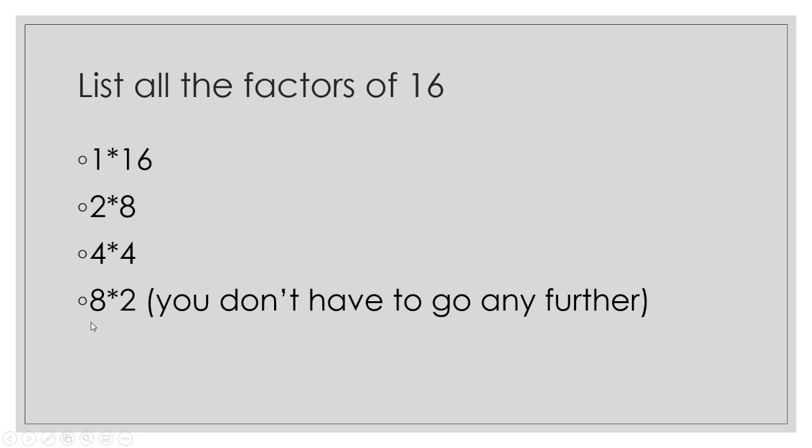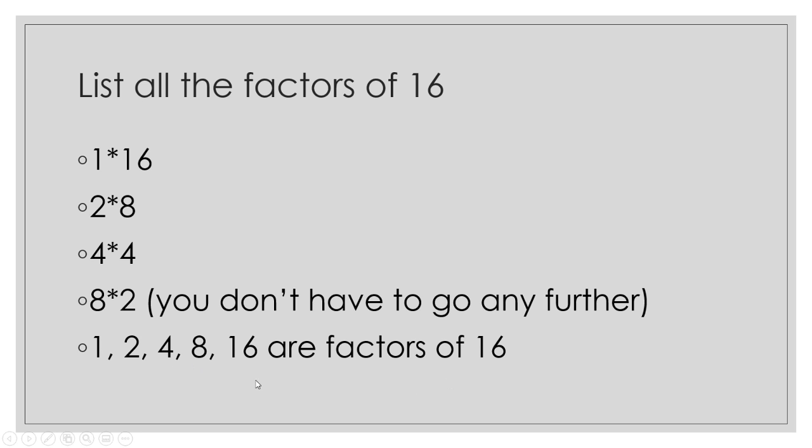You don't have to go any further because we already have 8 and 2 up here, even though they're in a different order. So once you start repeating a product of the same numbers, then you can stop. So the factors of 16 are 1, 2, 4, 8, and 16. Notice that even though it's 4 times 4, I don't have to list 4 more than once. Just one of each number: 1, 2, 4, 8, and 16.